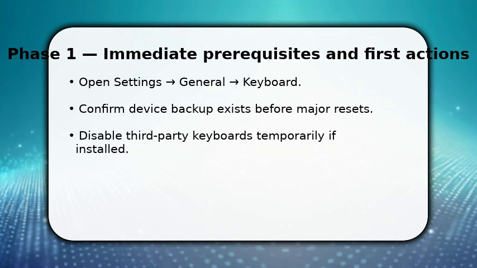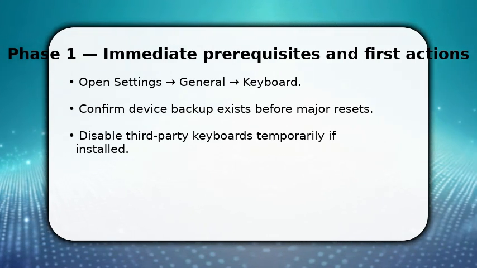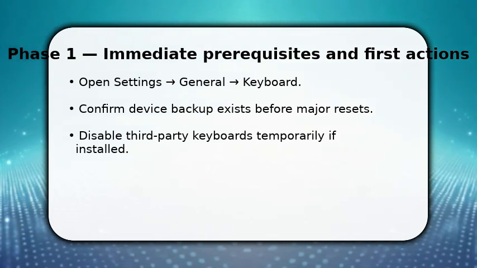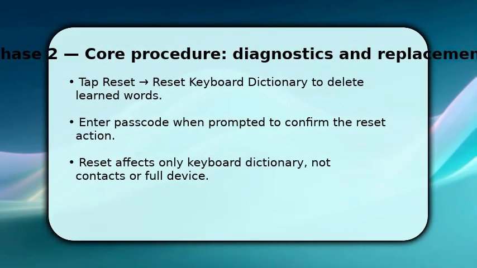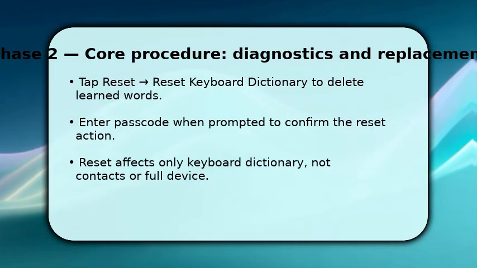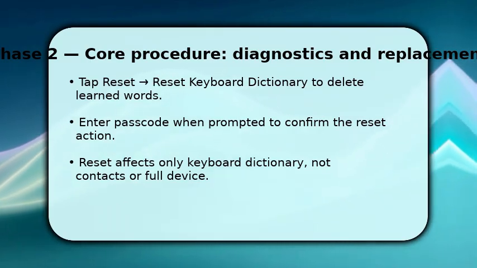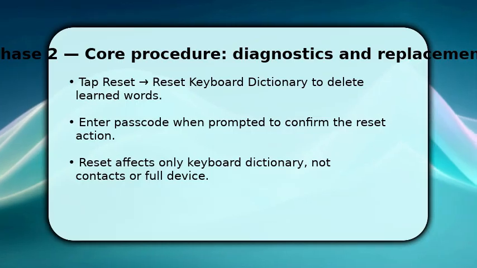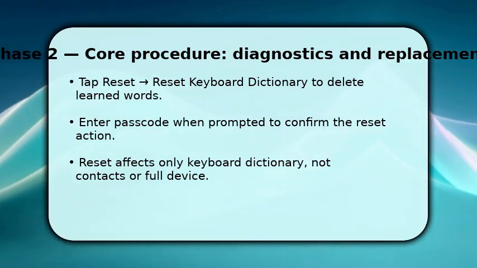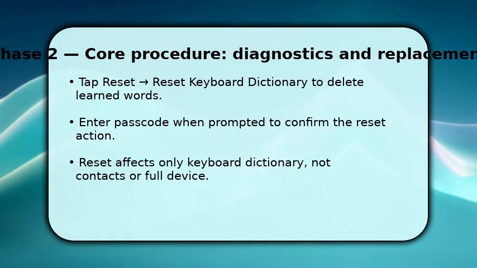You'll remove learned text by using Reset. Go back to Settings > General > Transfer or Reset iPhone > Reset, then choose Reset Keyboard Dictionary. When prompted, enter your passcode to confirm. This prevents accidental wipes. This action clears words iOS learned from your typing history, which improves unwanted autocorrect suggestions.